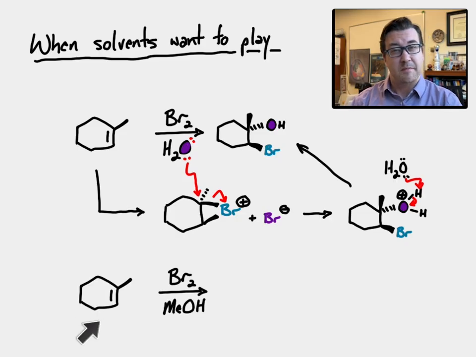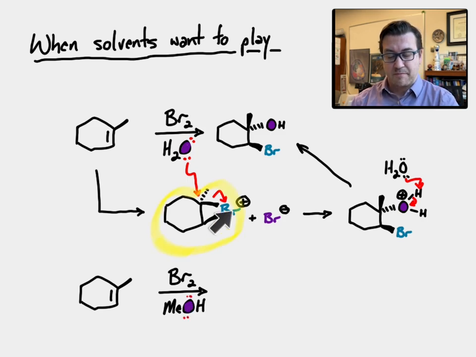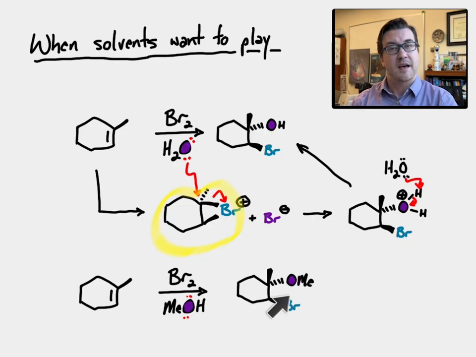If you did this reaction in the presence of methanol instead of water, a very similar argument would apply. You would have this bromonium ion formed, and then methanol would intercept the bromonium ion in the same way that water did, and eventually result in a product where you form this methyl ether with this halogen. And again, they're on opposite faces of each other.